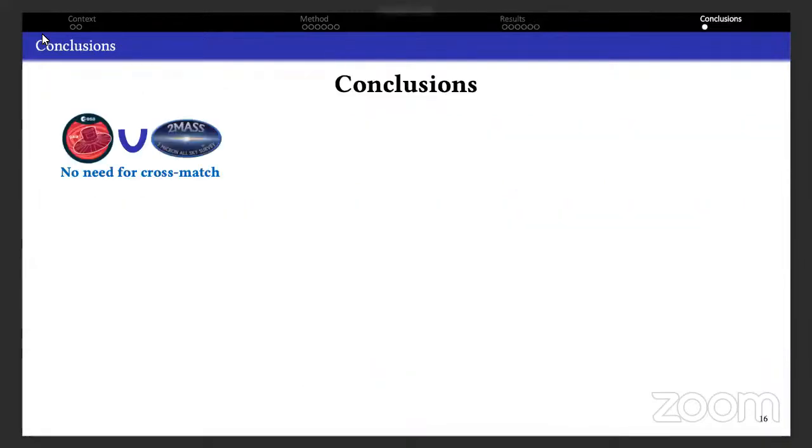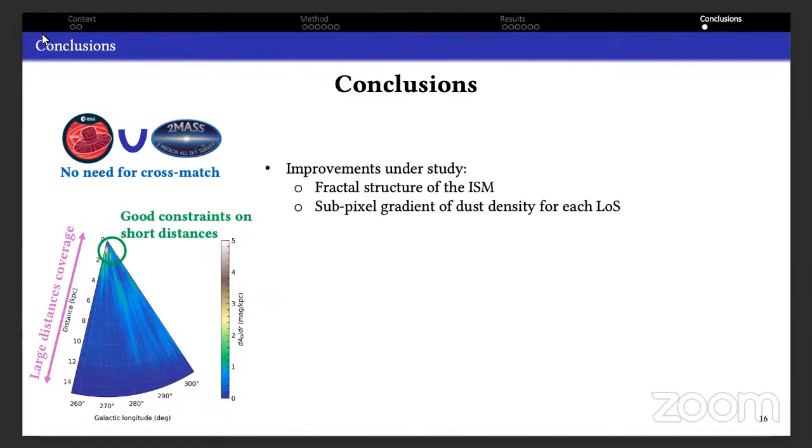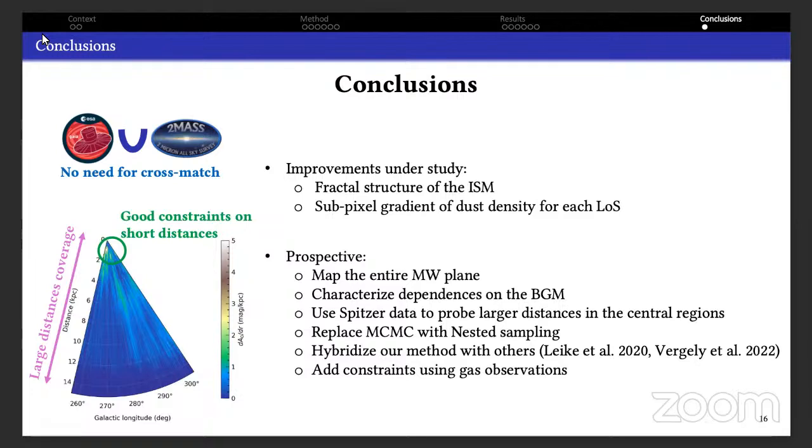So to conclude, with our method, we do not need to do a cross-match between our different surveys. We can cover large distances with our map while having very good constraints on short distances. There are some improvements that are still under study, like considering the fractal structure of the interstellar medium, or considering the subpixel gradient of dust density for each line of sight. And there are some perspectives for our work.